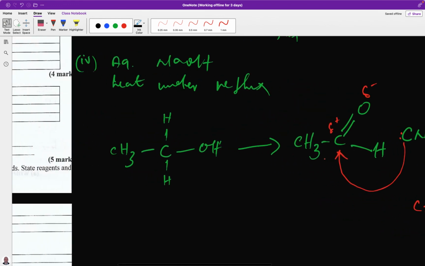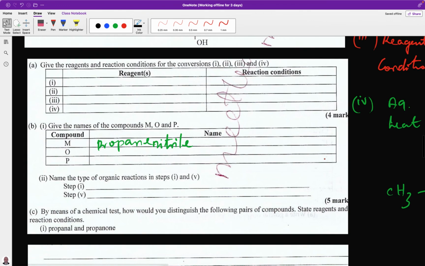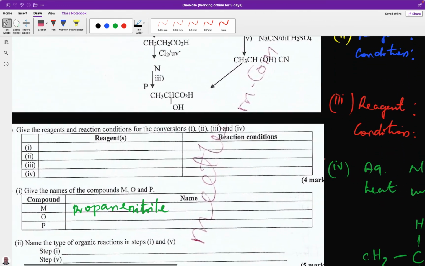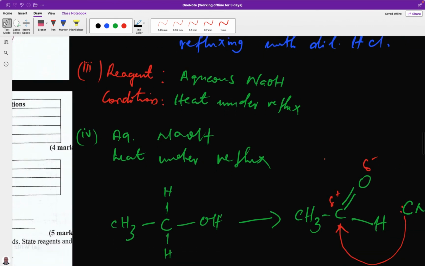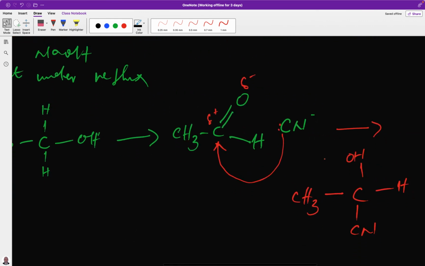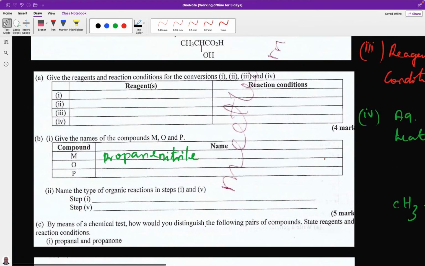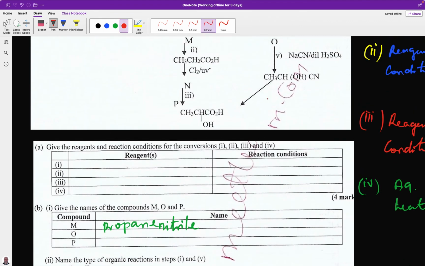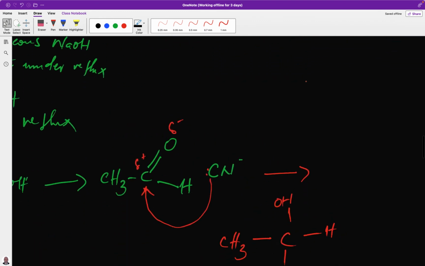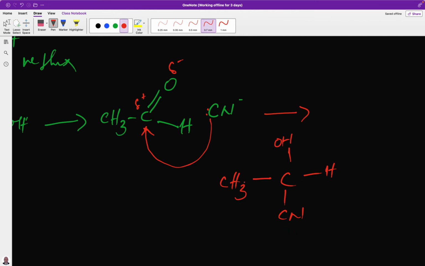It will result in a chiral compound, a compound with four different groups. If you look at it, there are 3 carbon atoms there because of the addition of the cyanide. So we now say it is 2-hydroxypropane nitrile: 1, 2, 3. That is what will result from this.